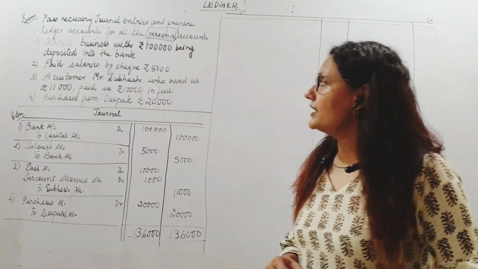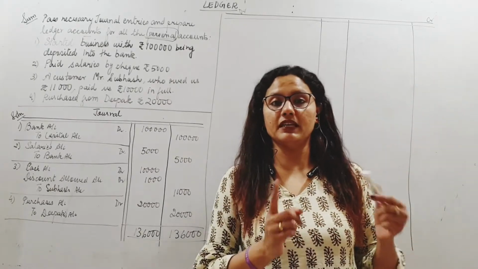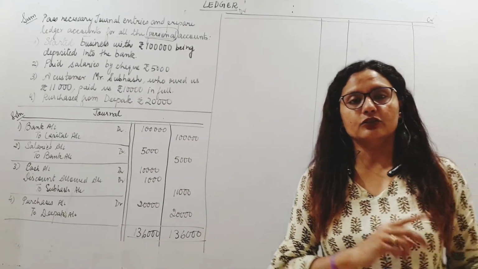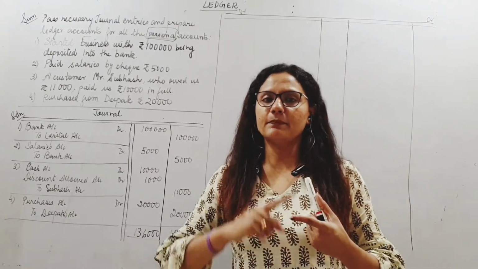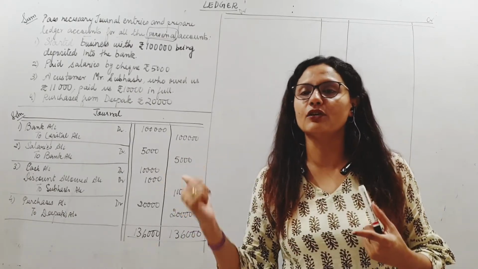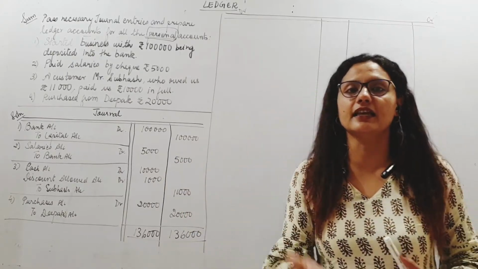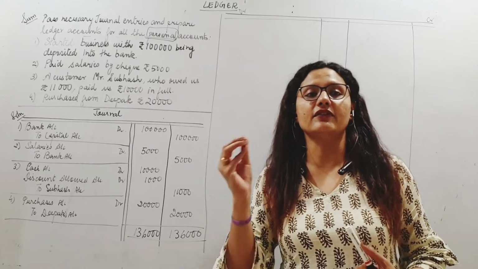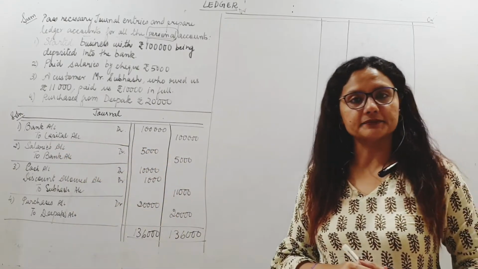Next one, paid salaries by check. Salaries you are paying by check, meaning money is going from the bank. So which are the two accounts involved? Salary and bank. Salary is an expense, debit all expenses and losses, and the money is going from bank, so asset is decreasing, so credit the asset when it decreases. So salary account debit to bank.